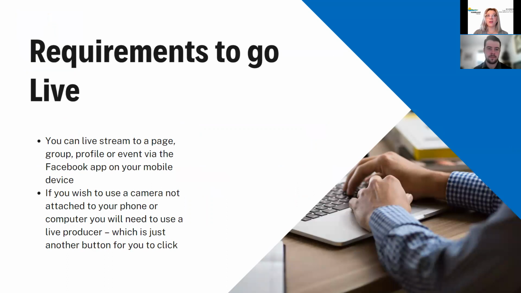The requirements to go live are quite simple. You can live stream to a page, group, profile, or event via the Facebook app on your mobile device. And if you wish to use a camera not attached to your phone or your computer, you will need to use Live Producer, which is just an extra button for you to click. All you need to go live is a phone or a computer with an active camera.